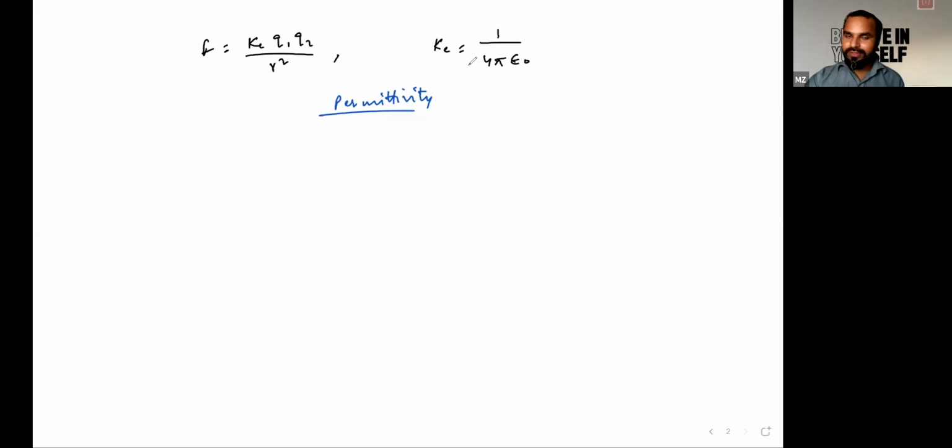Suppose we are just considering vacuum, so the force is this much. If it is kept in any medium other than vacuum, would this force increase, decrease, or remain the same? It will increase.